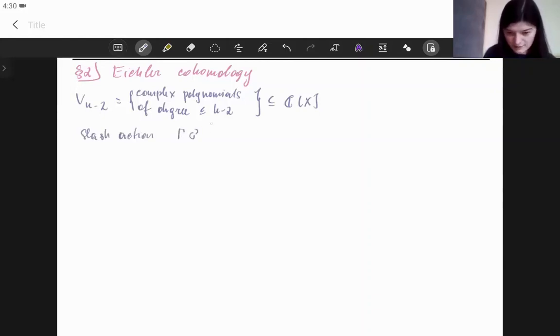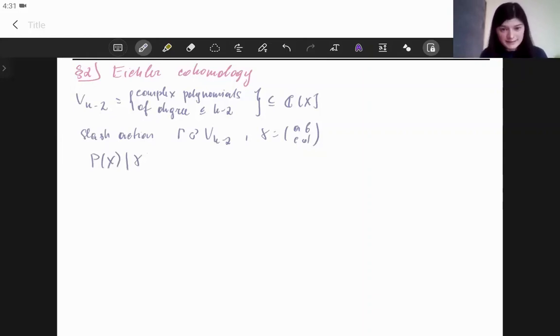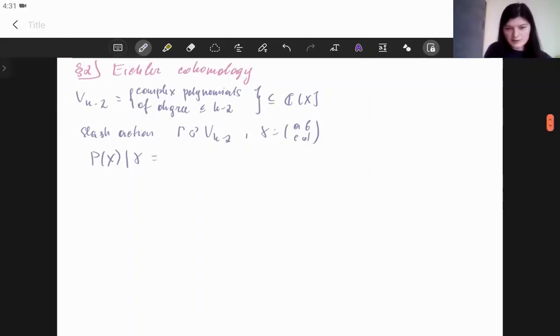So Gamma acts on V_{k-2}. If we have a matrix (A, B, C, D), then the action of Gamma, and I'm not actually going to write k-2 or k on the bottom because in this case the weight is really fixed. All right, so this action is equal to (Cx+D)^{k-2} P(gamma·x), where gamma·x is the Mobius transformation.